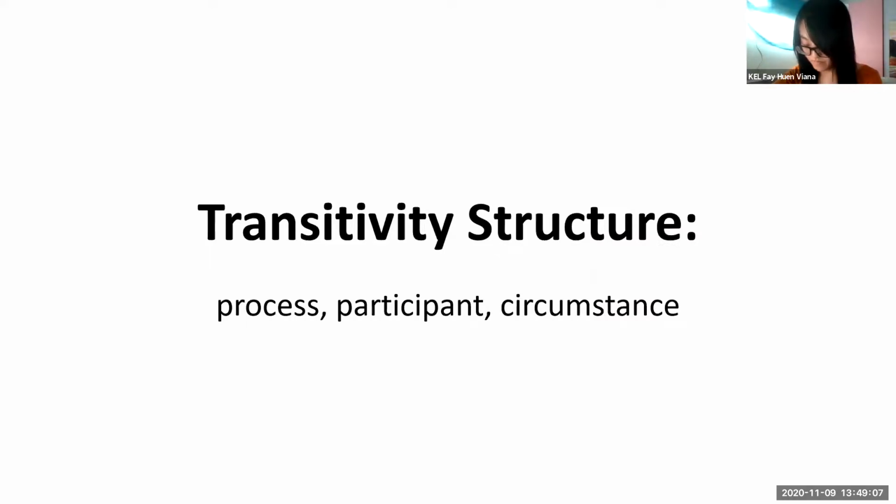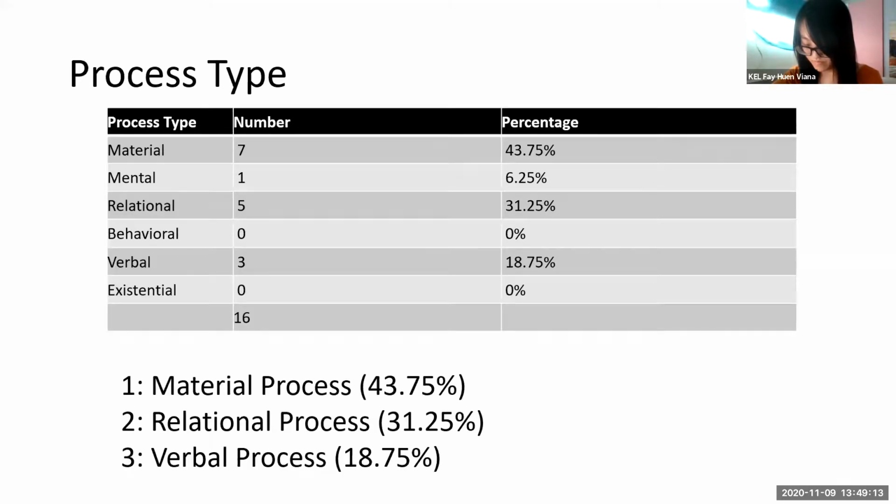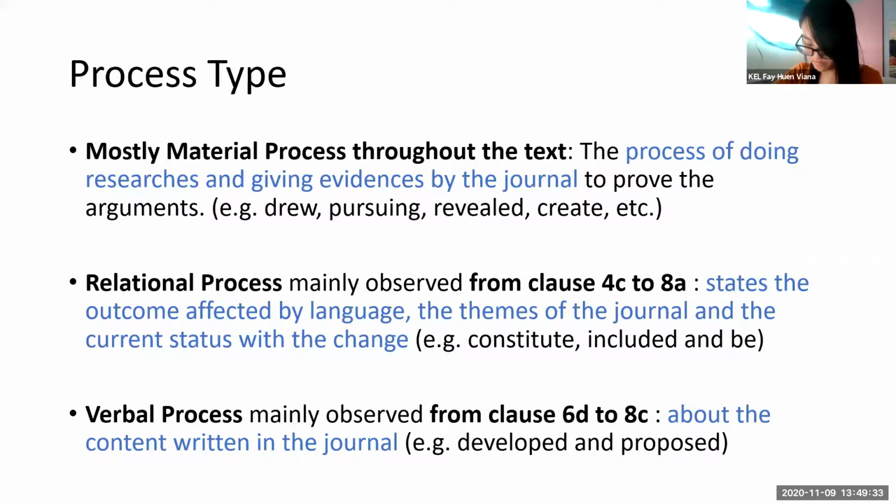Then let's talk about the transitivity structure, including process, participant, and circumstance. For the process type, material process is highly used in the text, which has 33.75%, followed by relational process, which has 31.25%, and then the verbal process, which has 18.75%. Material process is mainly used throughout the text, as the text mainly mentions the process of doing research and giving evidence by the journal to prove the arguments. For example, in the process, drew, pursuing, refute, create, etc.